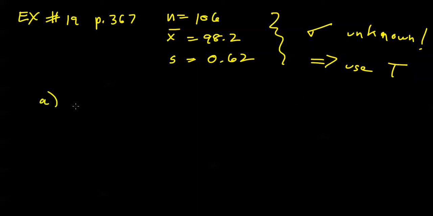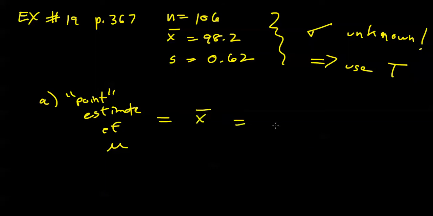Alright, part A. They ask us for a point estimate of our population mean for healthy adult body temperatures. Well, the best point estimate of mu is going to be your sample mean. So that's all they're getting at here. If you're looking for one number to estimate mu, it's going to have to be your sample mean. I suppose that's the best we could hope for.